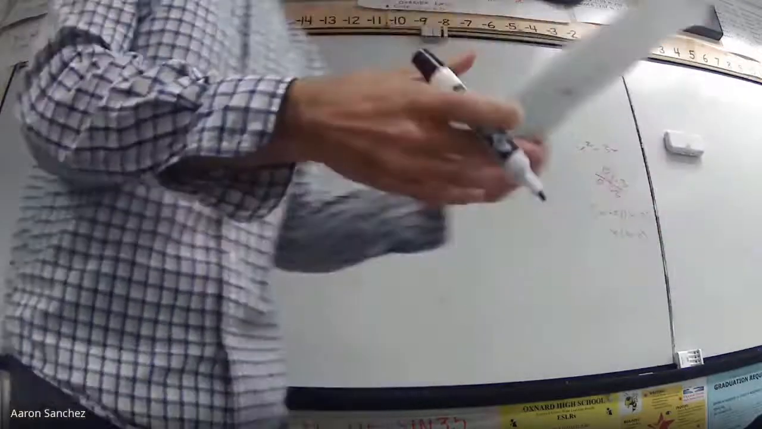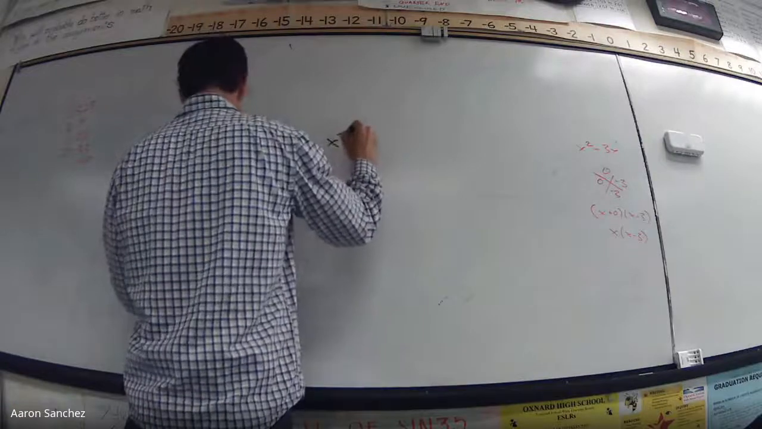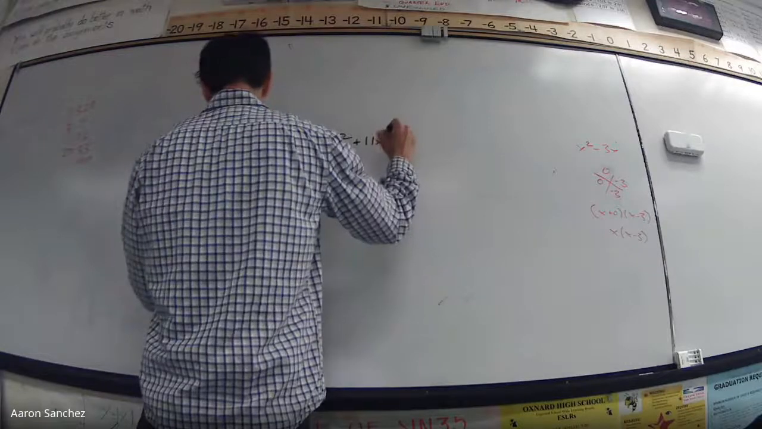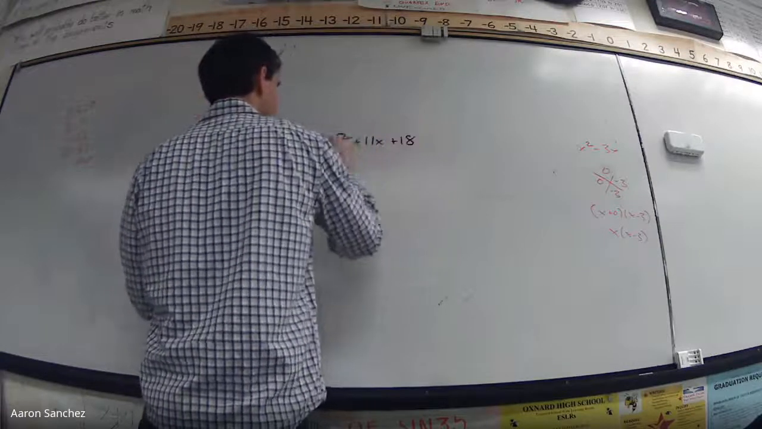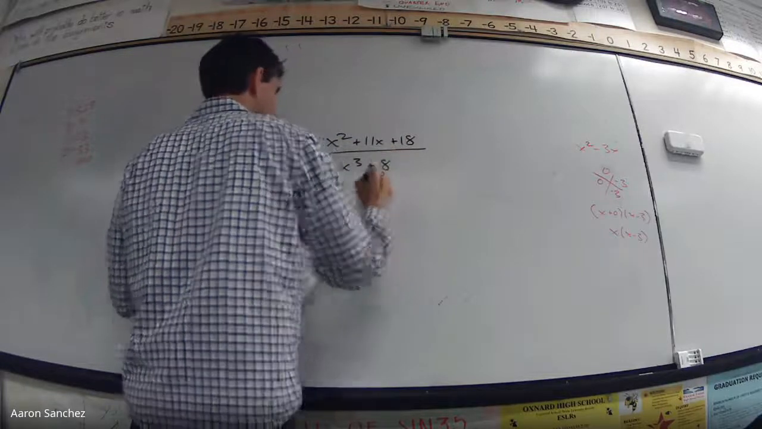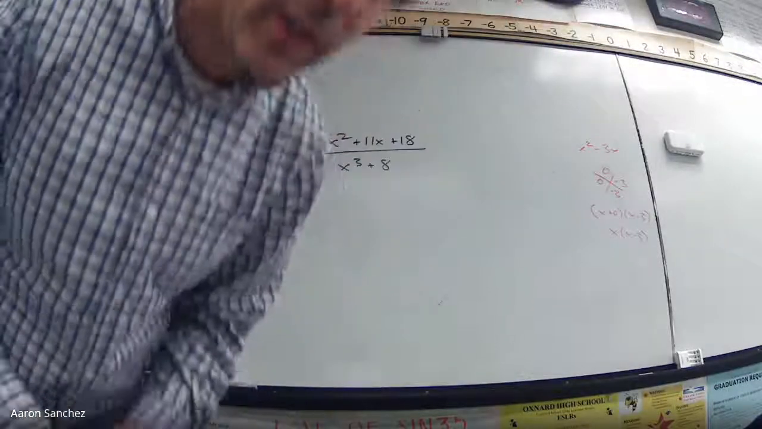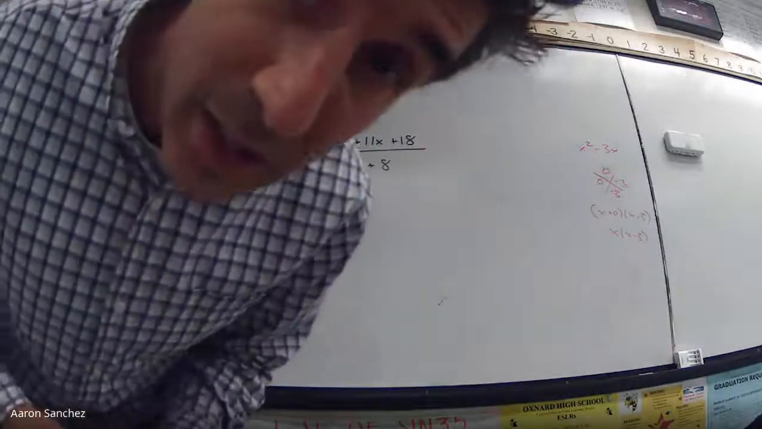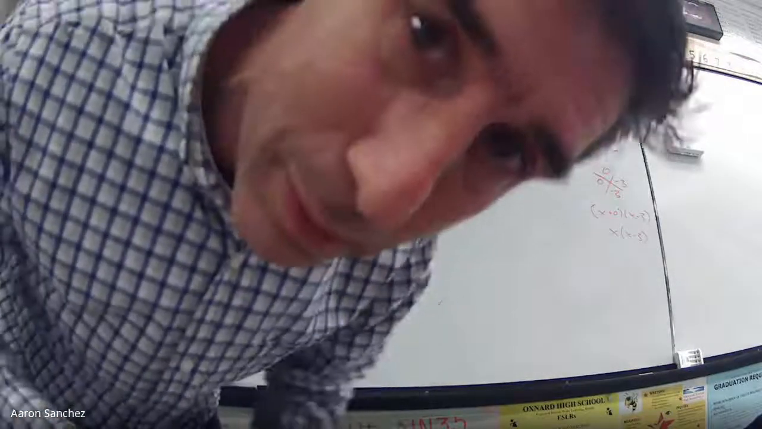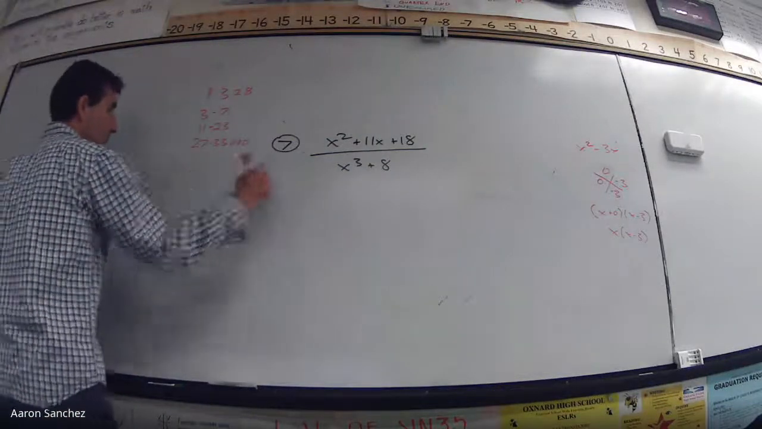Number 7 is x squared plus 11x plus 18 all over x cubed plus 8. Now, I'm going to have you guys factor. The numerator you should be able to factor. The denominator is a sum of cubes. You guys remember how to do the sum of cubes? We've done it before, but I always have to remind us how to do it. Sum of cubes, okay?